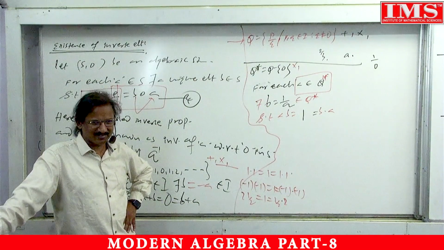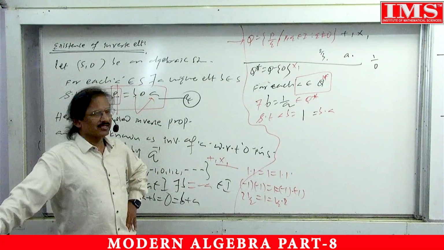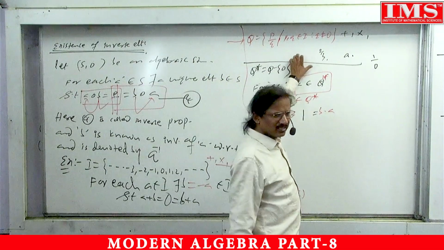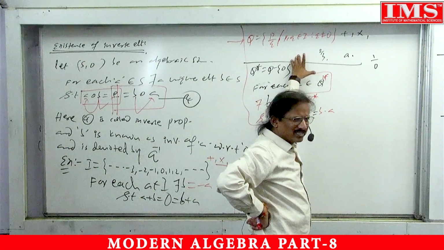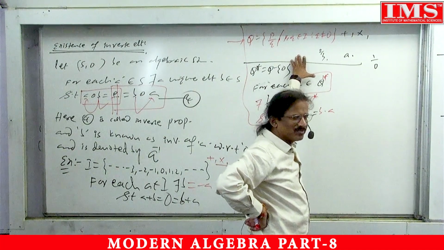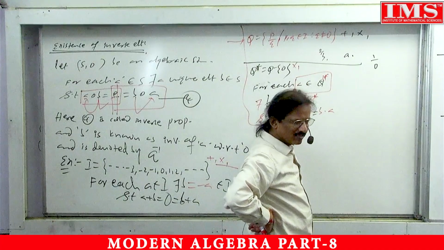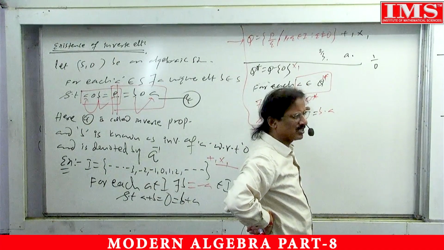Correct, sir. Next. The inverse of each element does not exist in this set. Which element's inverse fails here? 0. How many elements' inverses can exist here? All elements except 0. That 0 got eliminated. Then we finally found that the inverse can exist with respect to multiplication.